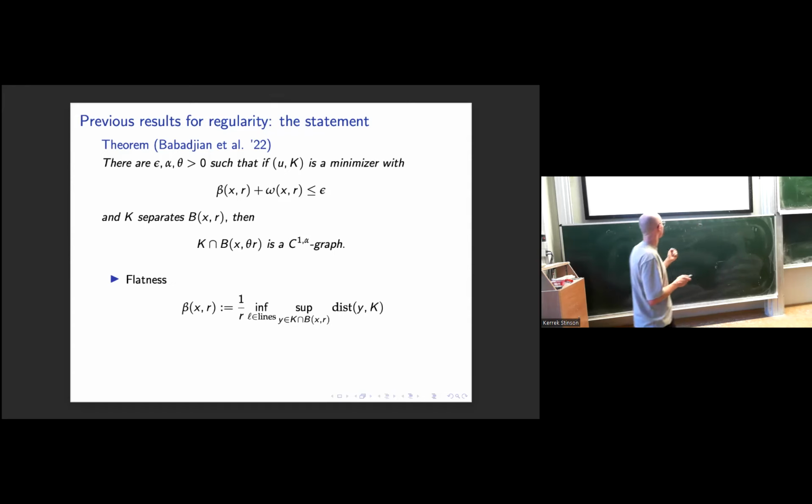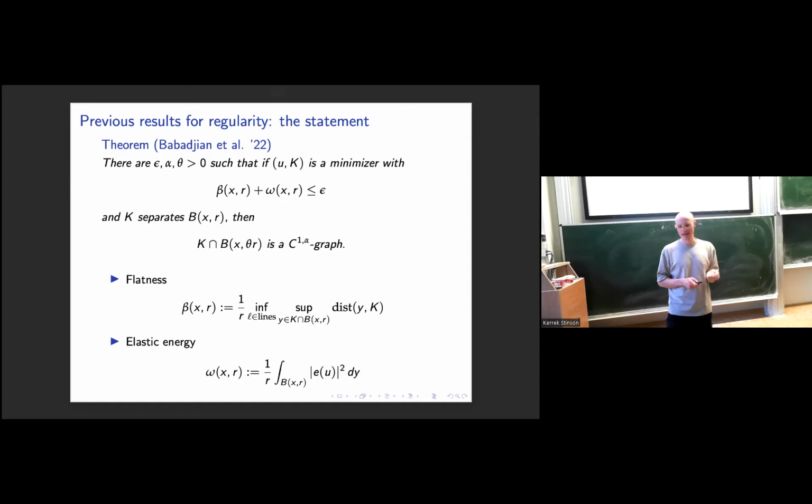The beta is flatness, and this is basically asking how close is your crack to being a flat line. And then omega is your elastic energy. And so these are both normalized in the sense that you divide by R. So the elastic energy, which is a surface, or sorry, a bulk integral. Normally you would think, maybe I want to divide this by R squared. But you only divide it by R because you're interested in the behavior of the surface. So you're looking at the scaling of the surface energy.